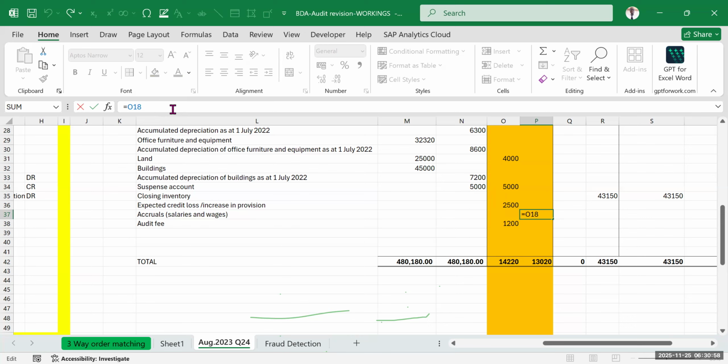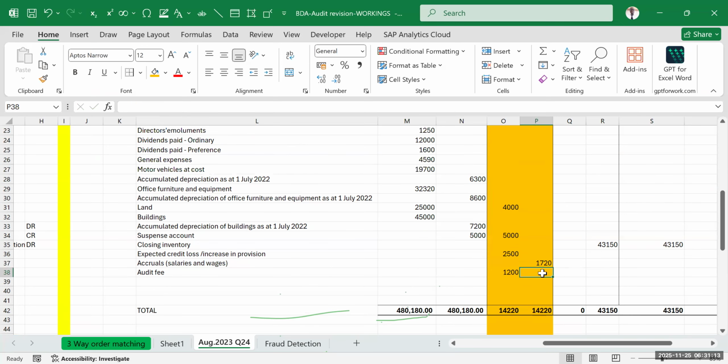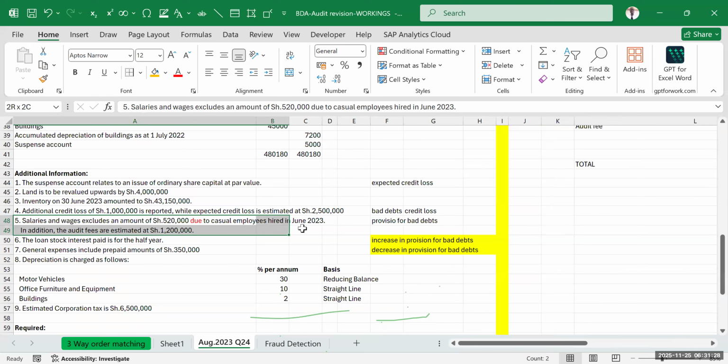So we are going to add the 1200 there. The first one was 520. I can even type it so that everything we are adding is visible: 520 plus 1200, that is the total accruals we have now. And at every bit, our account will balance. After recognizing audit fee and crediting it here, we'll automatically debit our profit or loss. So that is the correct treatment of expenses. All right, so I think note 5 we are done.